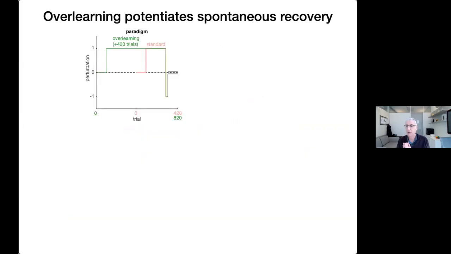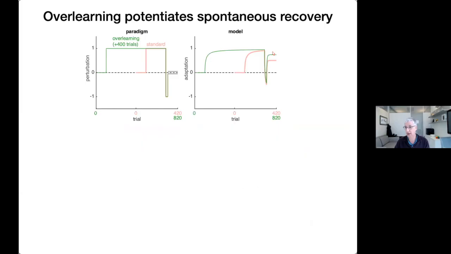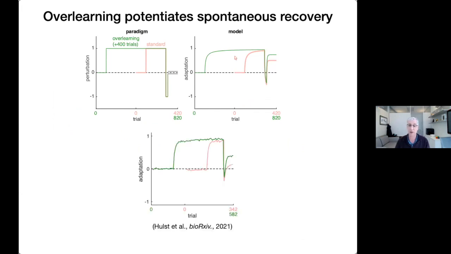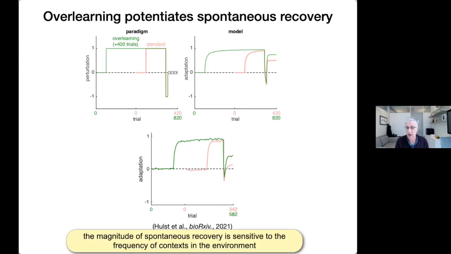I told you the reason you return to P plus is because you've experienced it the most. So a prediction would be that if you experience P plus even more, for example, add in more trials of P plus, then our prediction is you should have even greater spontaneous recovery, because now you're going to more rapidly return to it and really believe you're back in P plus. So that's the model simulation. And in fact, another group have run exactly this experiment. And what they find qualitatively is exactly what we see, that you increase your spontaneous recovery if you experience this P plus for a longer period of time. So the magnitude of spontaneous recovery is sensitive to the frequency or statistics of context in the environment.